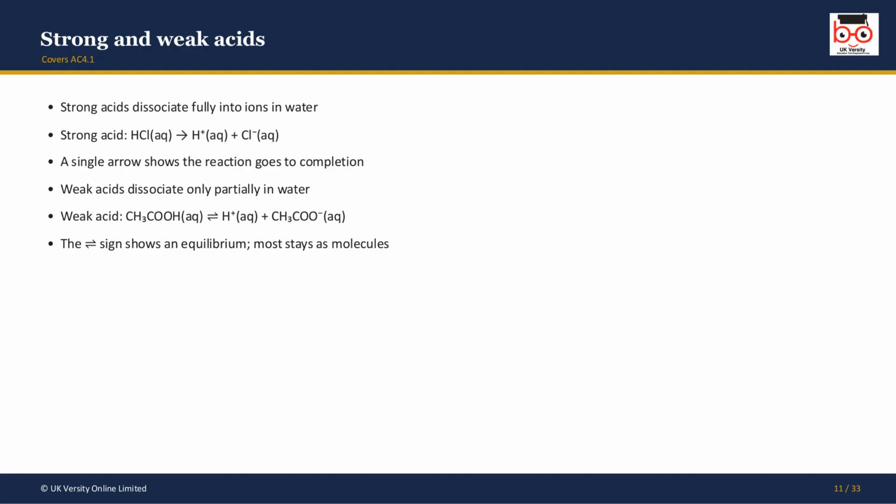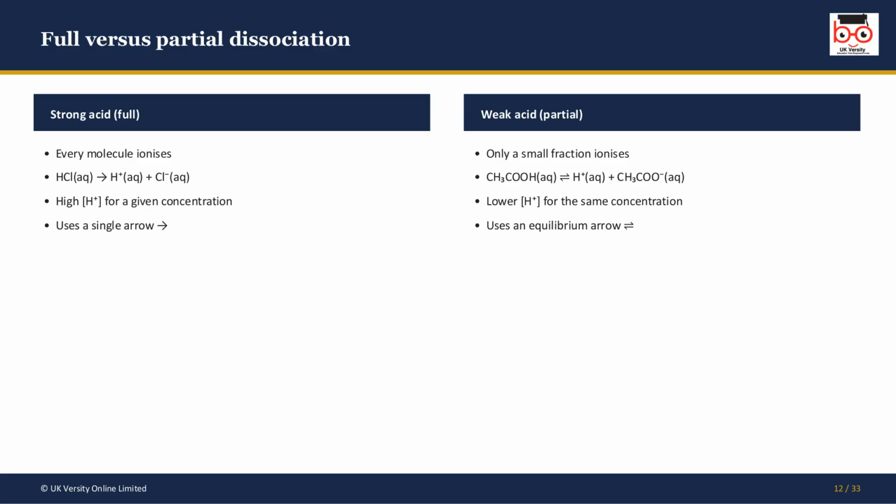Now, strong versus weak acids, which is about how fully they dissociate. A strong acid dissociates completely into ions in water, as hydrochloric acid does, splitting fully into hydrogen ions and chloride ions, and we show that with a single arrow because it goes to completion. A weak acid only dissociates partially, like ethanoic acid, which is in equilibrium with its ions, so we use the reversible arrow, and most of it actually stays as whole molecules. Let's compare full and partial dissociation directly.